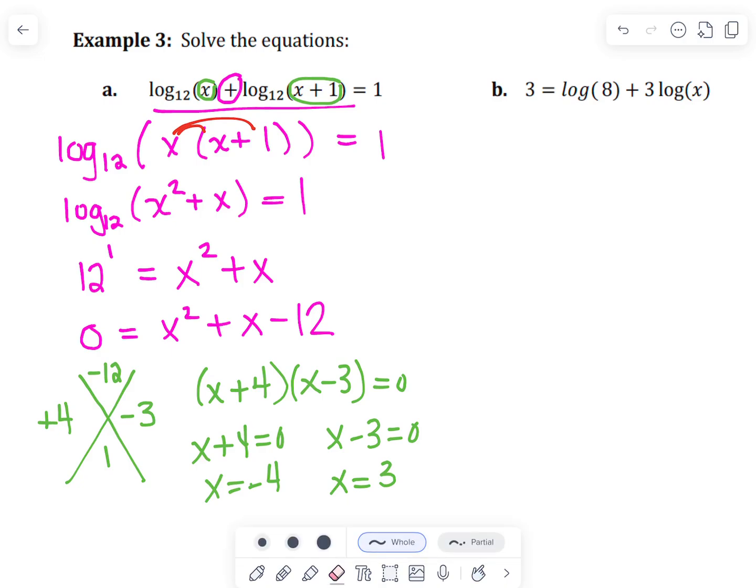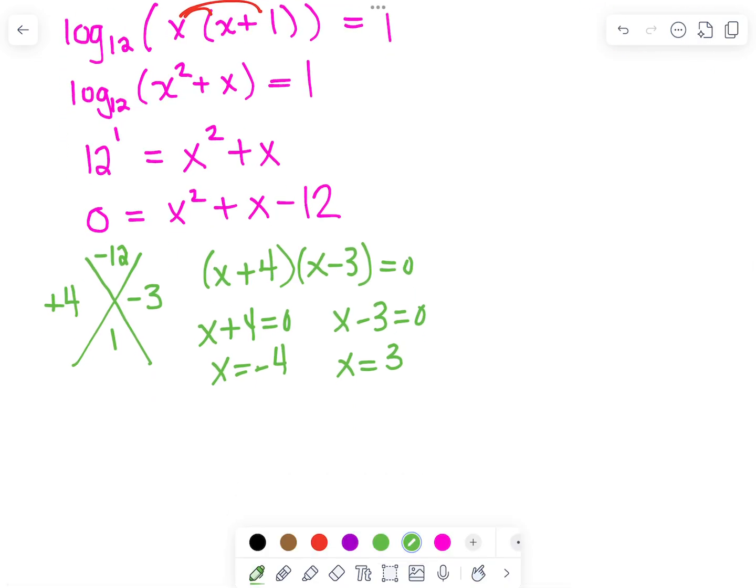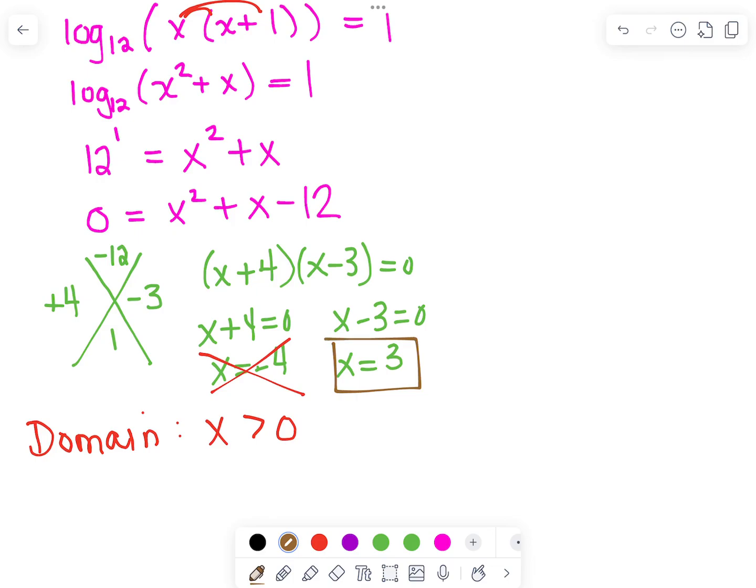I'm going to erase the original problem here. When we solve for x, we have to take into consideration if there are any domain restrictions. For every logarithm, the argument has to be greater than 0. So the domain has to be x greater than 0, so no negative numbers. In this case, the negative 4 would not work. So we have one solution of x equals 3.